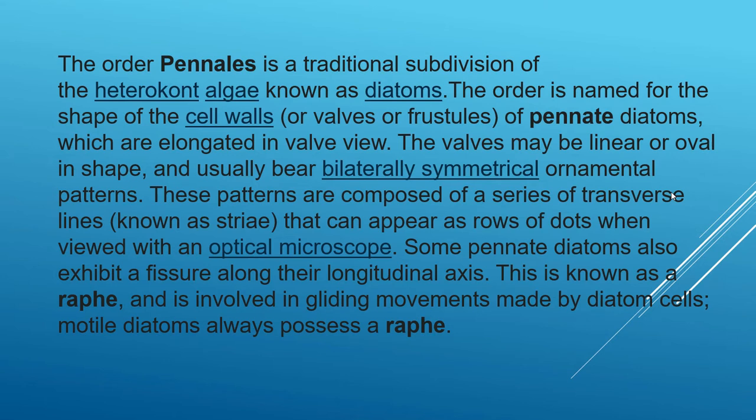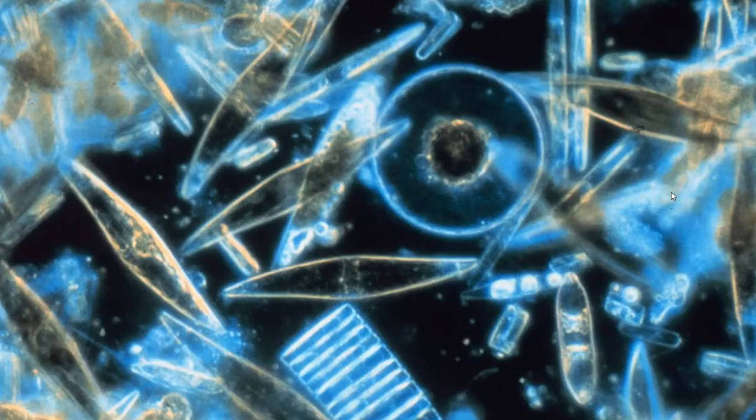Some pennate diatoms also exhibit a fissure along the longitudinal axis known as a raphe, and it is involved in gliding movements made by diatom cells. Motile diatoms, ones that move, always possess a raphe. So here's a picture of diatoms. Here's some of the longitudinal ones here. So this is typical stuff here.